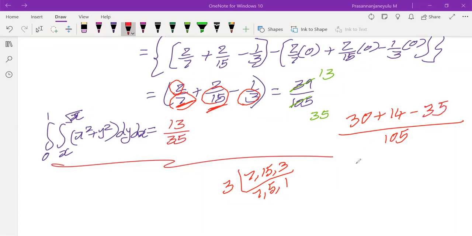Then what do we get in the numerator of the final fraction? 30 plus 14 is 44, and 44 minus 35 is 9. So 9 by 105. Now 3 cancels: 3 3s are 9, and 3 35s are 105. The answer is 3 by 35. It is not 13 by 35. Clear, students?